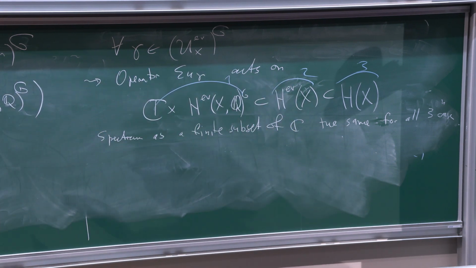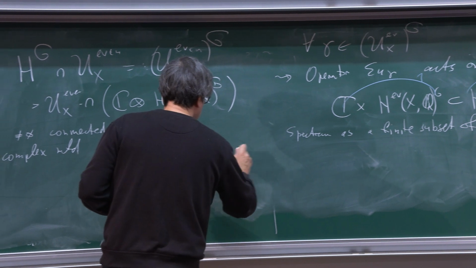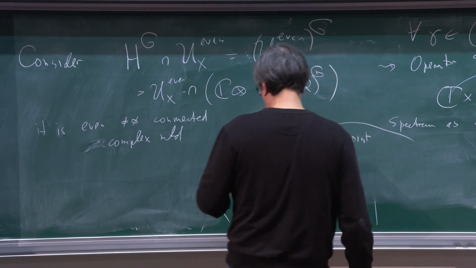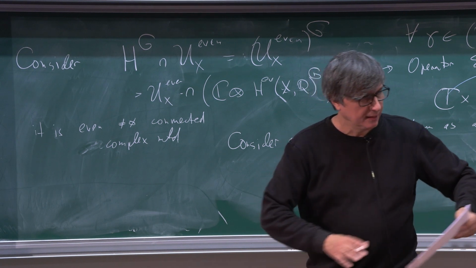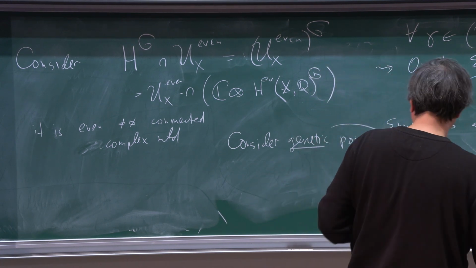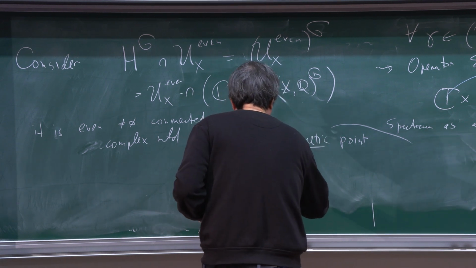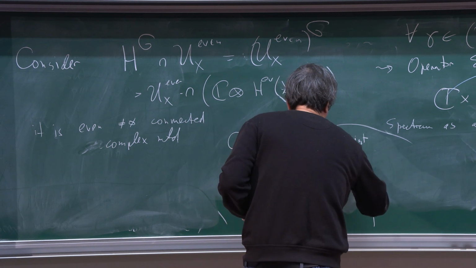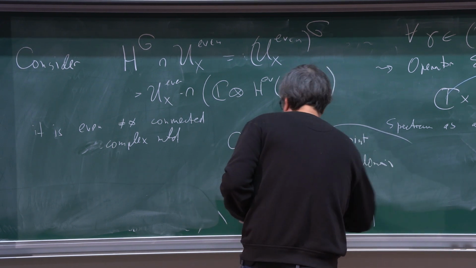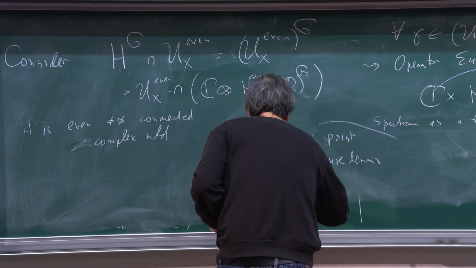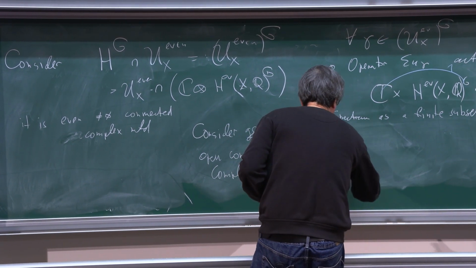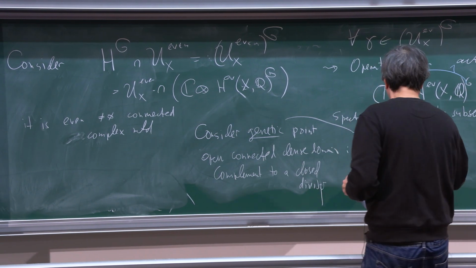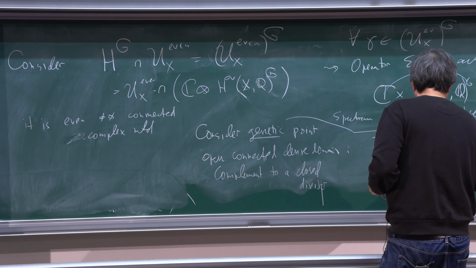Now, what's the idea? Consider a generic point of the submanifold. What do I mean? Points where the number of elements of the subset attains the maximum. The point moves, and some eigenvalues collide, but there will be some open connected dense domain, the complement to a closed divisor, where the number of these eigenvalues is maximal.